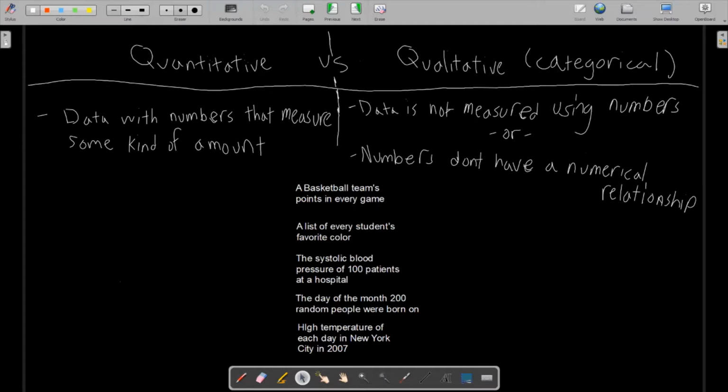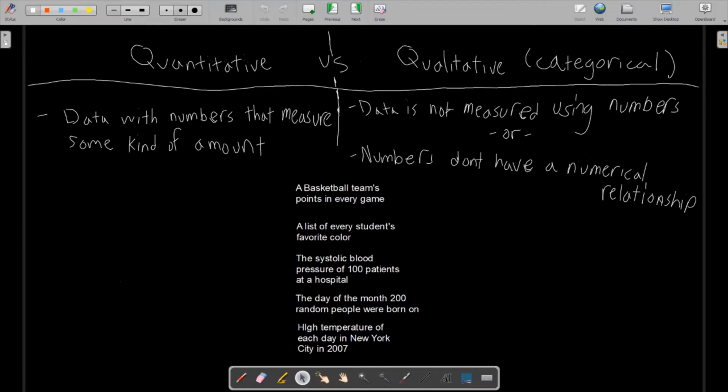Another example of this is when we split people into groups and we say, hey, you're group 1, you're group 2, you're group 3. But that doesn't necessarily mean that 3 is bigger or better than 1. They're just numbers used to represent the different types of groups. And so let's look at a couple different examples and see which category each one falls into.